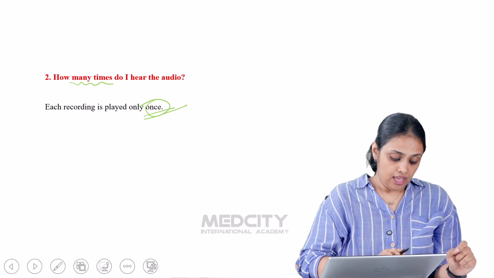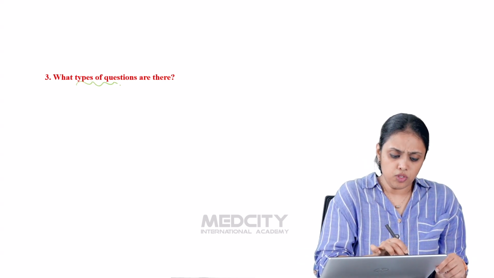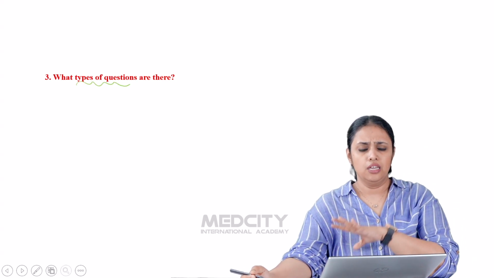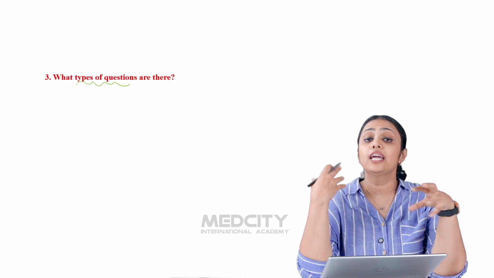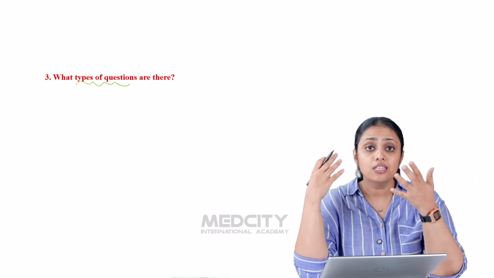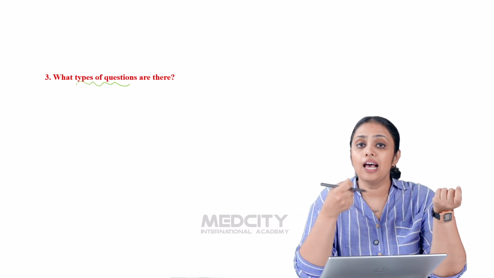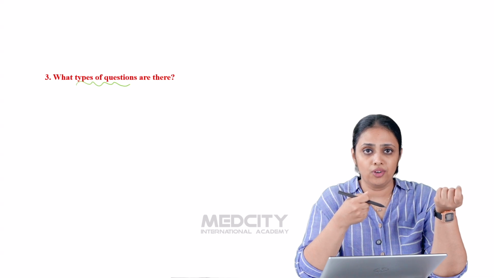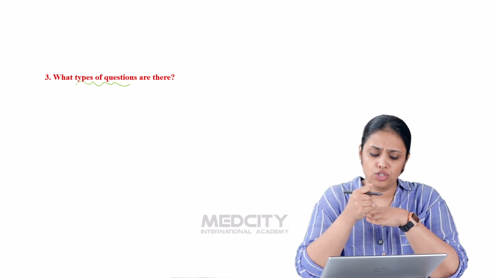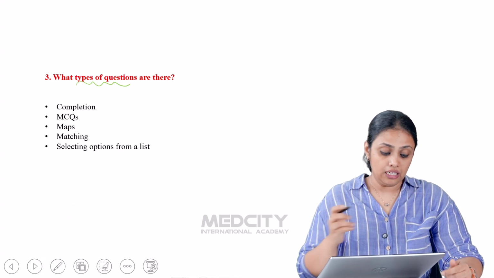Okay. Then what types of questions are there? The types of questions that you get in your listening test. Just now we saw the kind of recordings that you hear: monologues, dialogues, discussions. These are the things that you hear in the audio recordings, and now you have a question booklet which will have questions tagged to those audio recordings. So what kind of questions do you get? These are the kind of questions that you get.